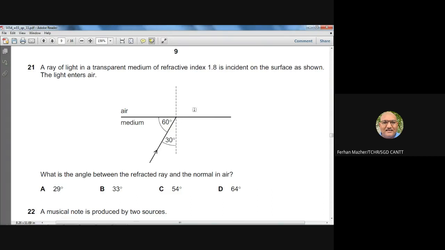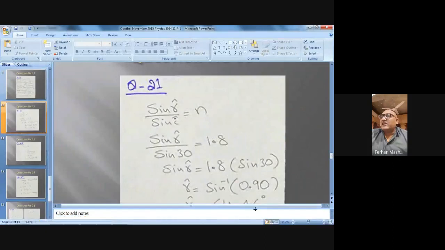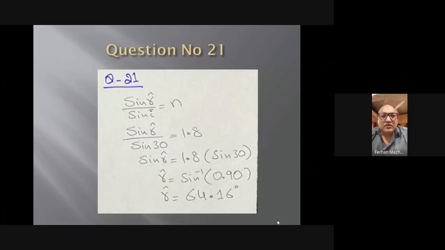In this case, the angle of refraction will be in the rare medium, so that should be in the numerator. Let me show you my work. The formula will be sine r divided by sine i equals n. Why did I put the r upstairs? Because the angle of refraction is formed in the rare medium. So sine r divided by sine 30, where the angle of incidence is 30, equals 1.8. Then do the calculation.